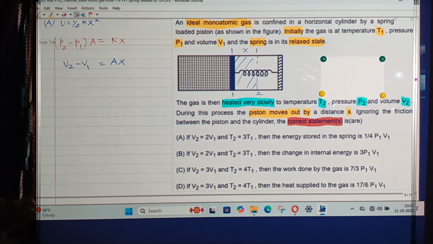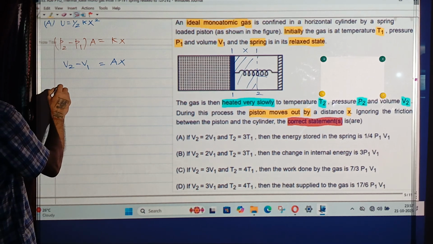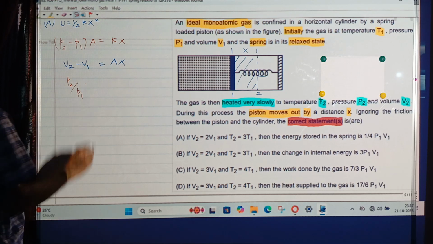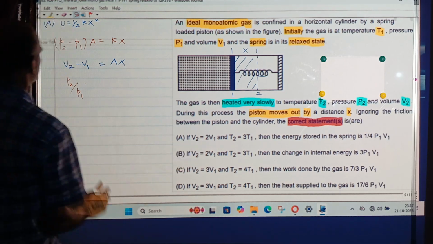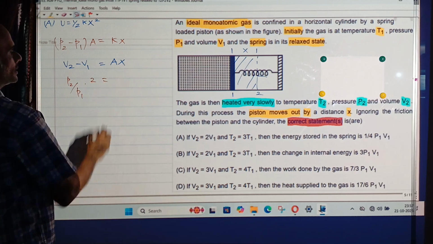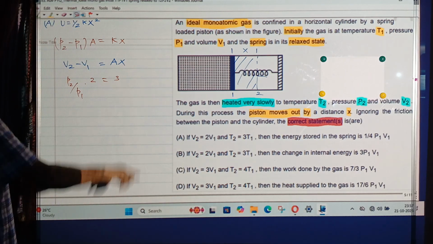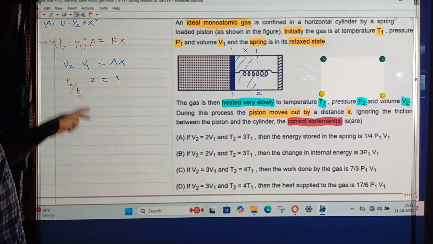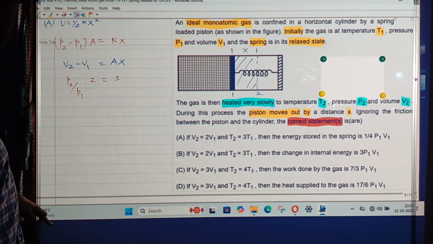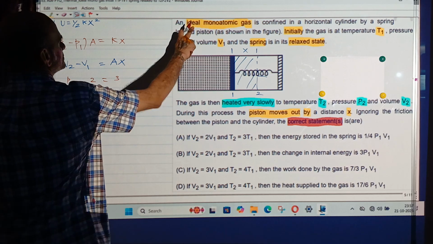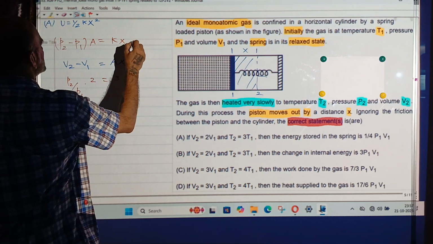The third equation is pressure ratio P2 by P1 into the volume ratio, which is 2, equal to the temperature ratio, which is 3. This is from the form PV equal to nRT. nR will cancel, so pressure ratio times volume ratio is temperature ratio. This comes from the ideal gas equation PV equal to nRT, and this is an ideal gas. So you have three equations.